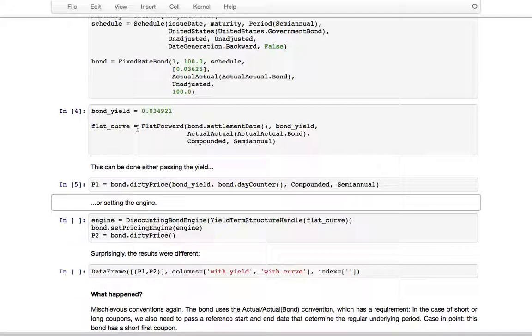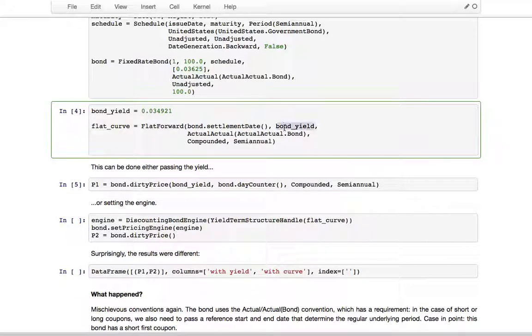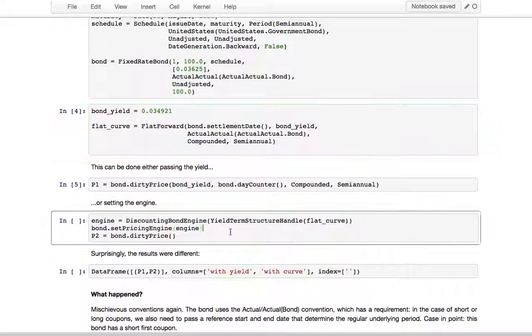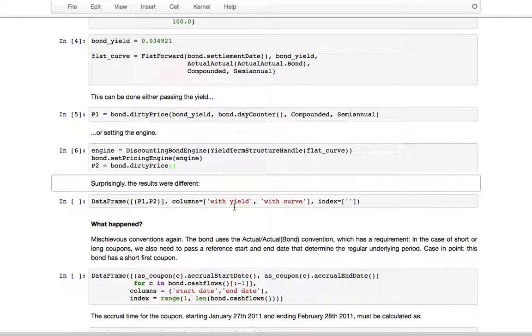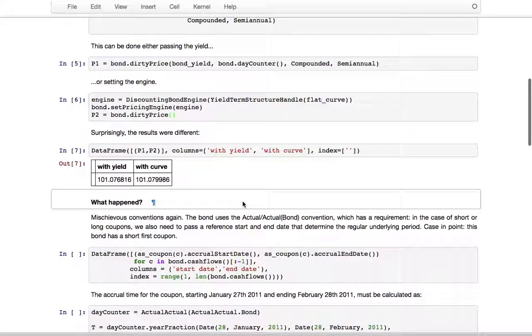Another way is to create a flat interest rate curve based on the same yield. So here we go, and create a discounting engine for the bond based on that curve, passing it to the bond, and then asking the bond for the dirty price without passing any additional arguments, because now the bond has all the information that it needs to return the price. And the results were somewhat different. Not a lot, it's a fraction of a basis point, but still something which isn't explained and shouldn't happen.